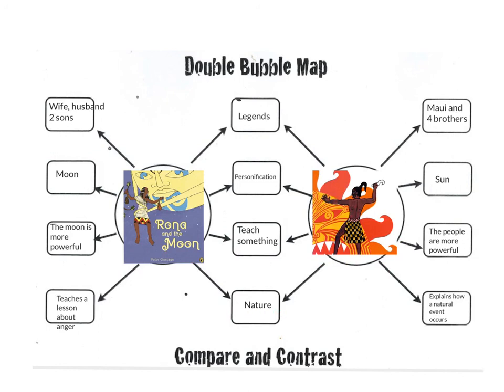Now what you're going to do is fill in your own double bubble map where you compare Rona and the Moon with another legend, thinking of the things that were just in Rona and the Moon, thinking of the things that were just in your other legend, and then the things that are similar between the two legends. And you're going to use this plan to guide your writing.